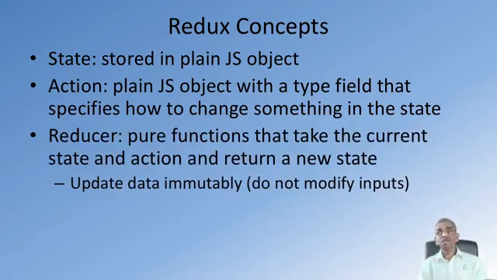And the third piece of the puzzle is the reducer. What is the reducer? The reducer, as you see, is a pure function that takes the current state and action and generates the next state of your application. Now, the update to the data is done immutably. Immutably means that the previous state itself is not modified in any way.